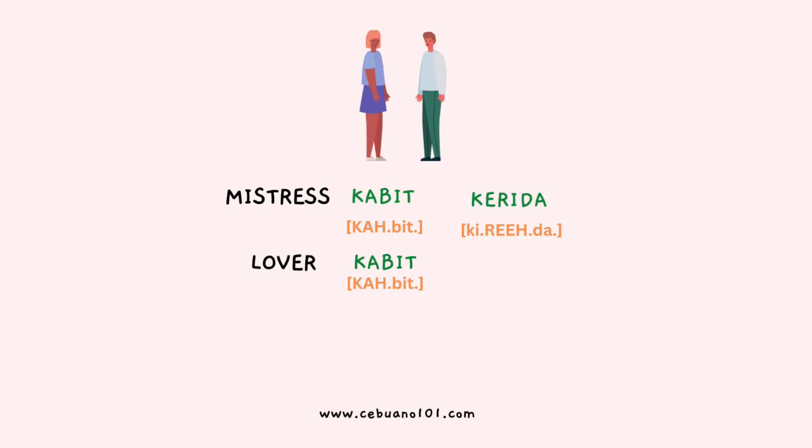Next one, we have mistress. For a woman, mistress, two terms: kabit or kirida. Kirida is actually a Spanish term. And for men, we call it lover. You can use kabit. One more time, mistress is kabit or kirida. This is for the women. Lover, referring to a man, you can just use kabit. We don't use kirida for men, okay? So normally just kabit for men, and for women, mistress, we use kabit or kirida.